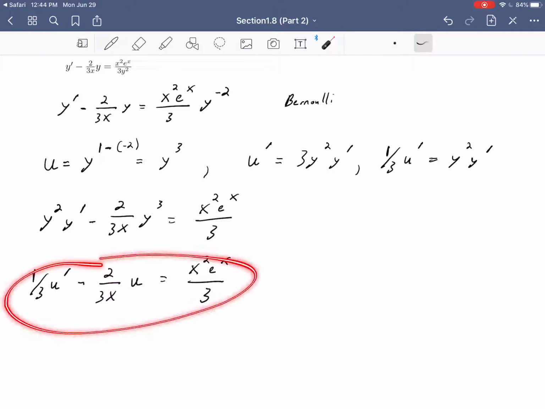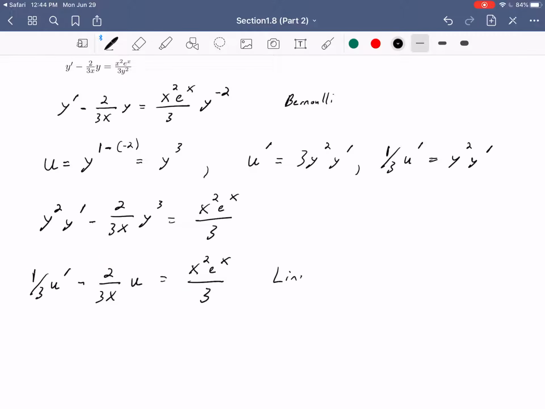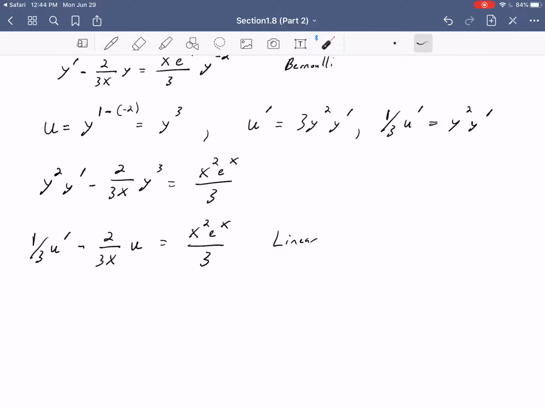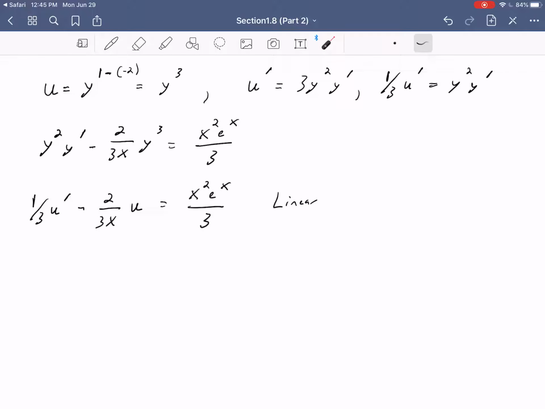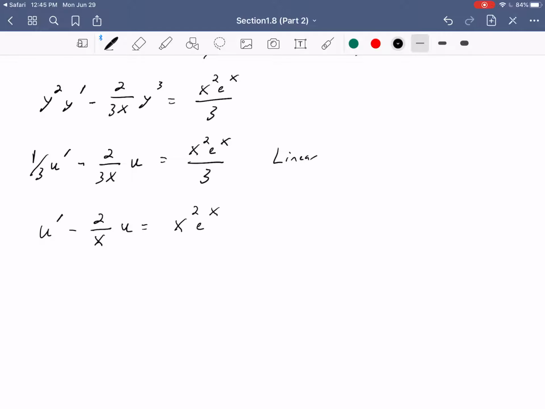Now, at this point, this is guaranteed to be linear. We can actually see that. I mean, we know that that's true because we proved the theorem that said that that's going to happen every time, but we can see that that's true because we've got our u prime and our u, no functions of the dependent variable, and they're in separate terms. It is not in standard form, though, because of that 1/3. So let's go ahead and multiply everything by 3. So u prime minus 2 over x u is going to be x squared e to the x. Okay, now this is linear and in standard form.